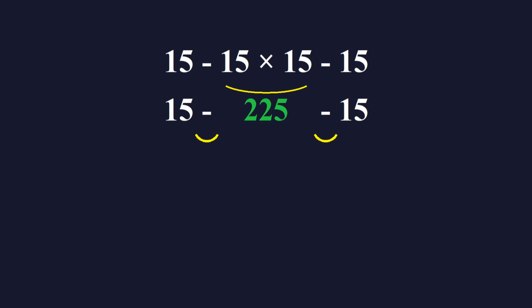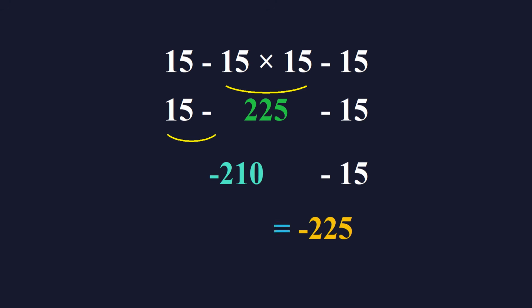So 15 minus 225, which equals minus 210. So we have minus 210 minus 15, which equals minus 225. And this is our final answer for this problem.